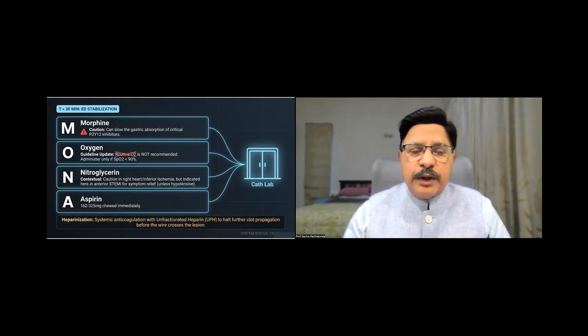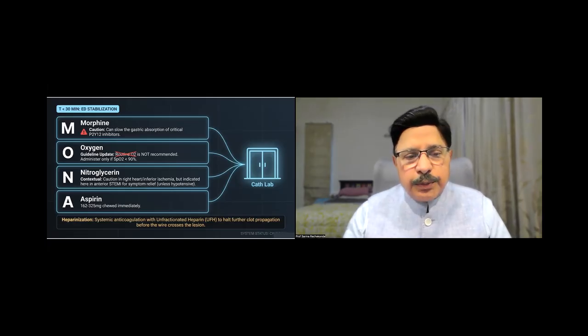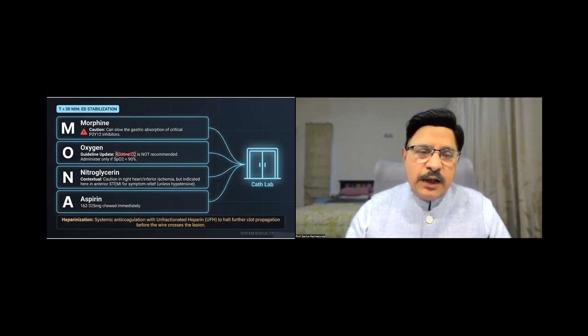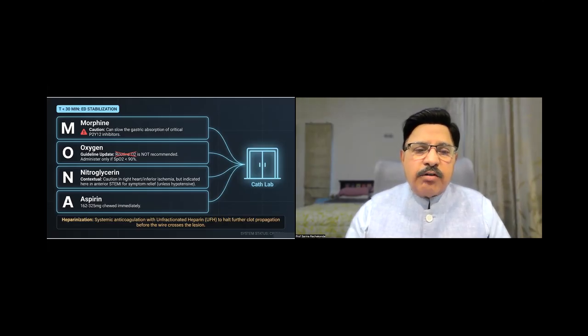The moment somebody comes with typical symptoms of chest pain suggestive of myocardial infarction, ST segment elevation myocardial infarction, still to be confirmed by the ECG, but before that, 325 milligrams of soluble aspirin, Solaspirin, available as Disprin, Solaspirin.